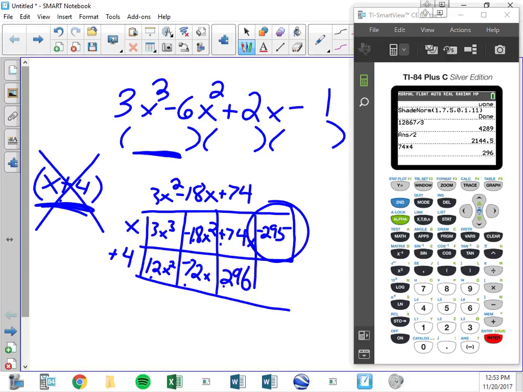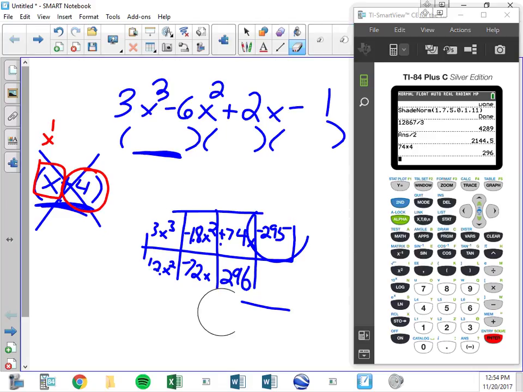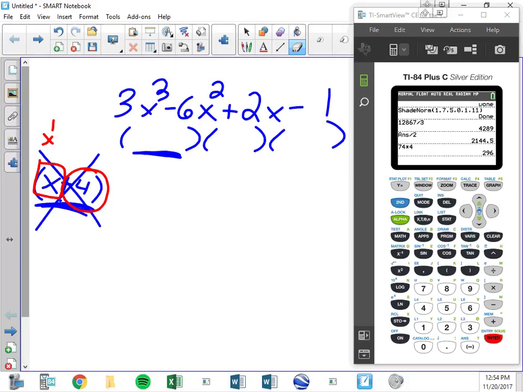We can use synthetic division. When are you allowed to use synthetic division? When this is x to the first and this is a whole number. That's the only time you're allowed to use synthetic division.